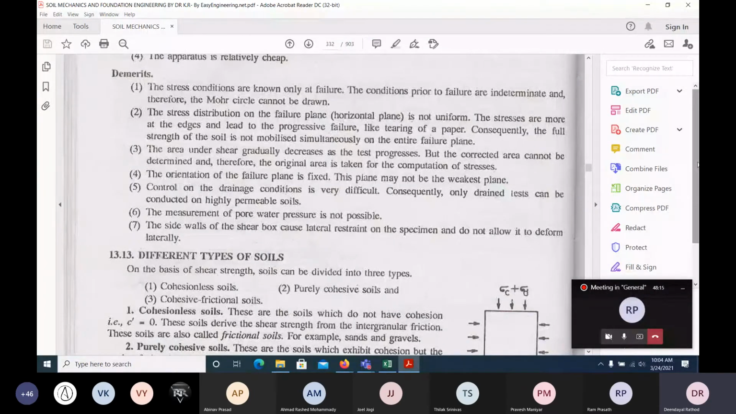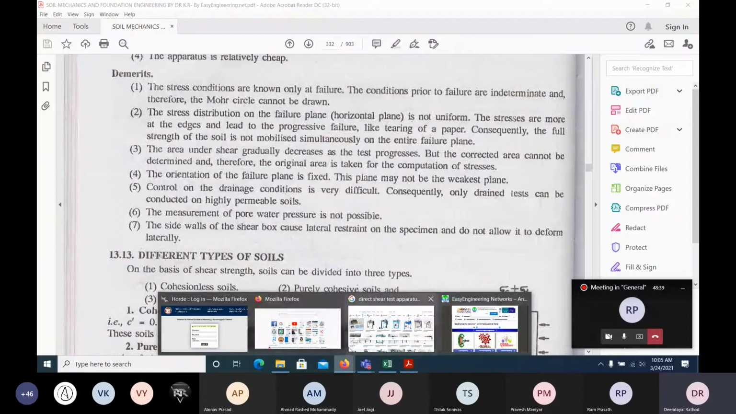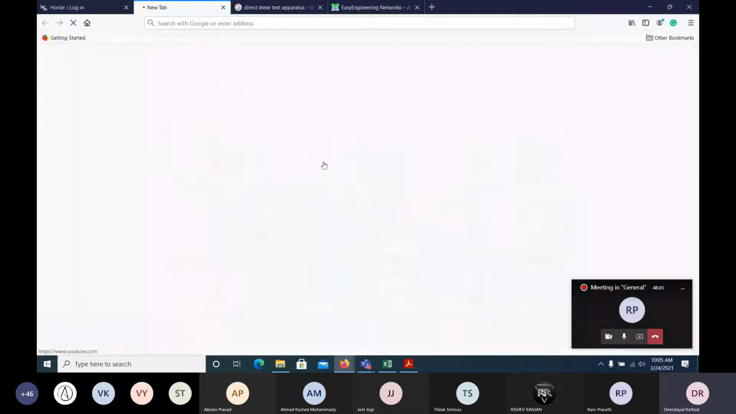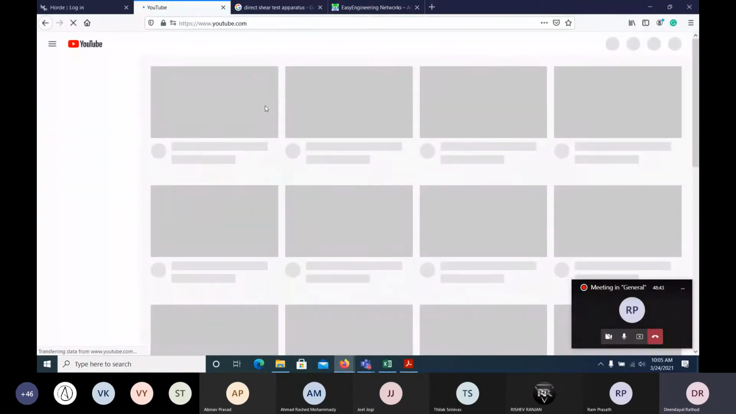Here we don't have any other option because we are filling the soil in a box and shearing it horizontally. So the soil has to fail in the horizontal only. There is no other plane, only the horizontal plane. It is a predefined plane. The failure plane is the predefined plane. That is a very important demerit of this particular box shear test.